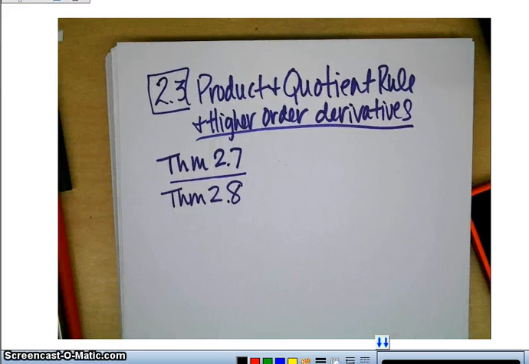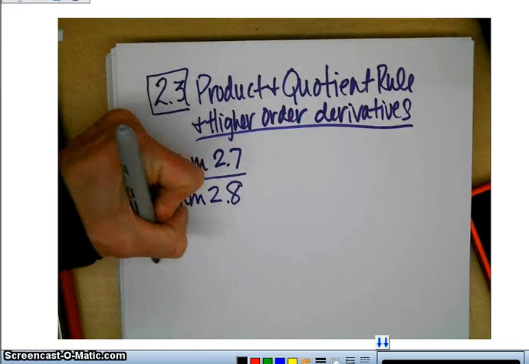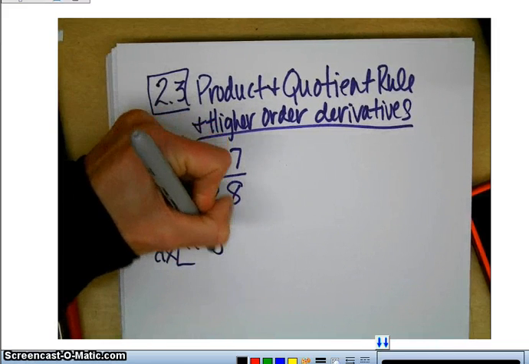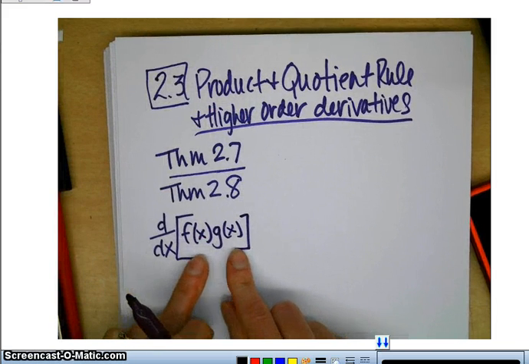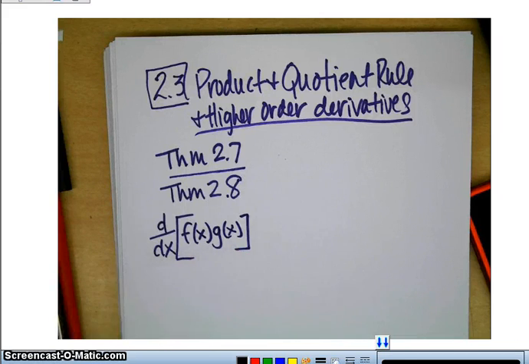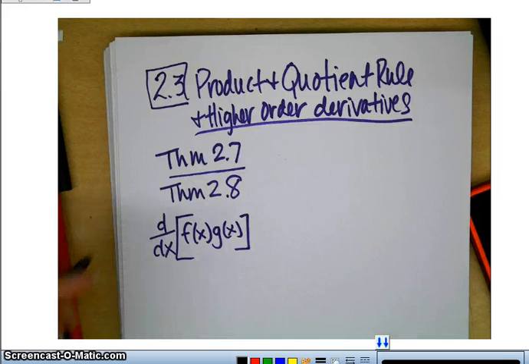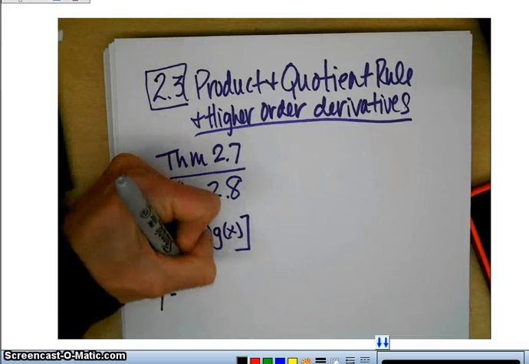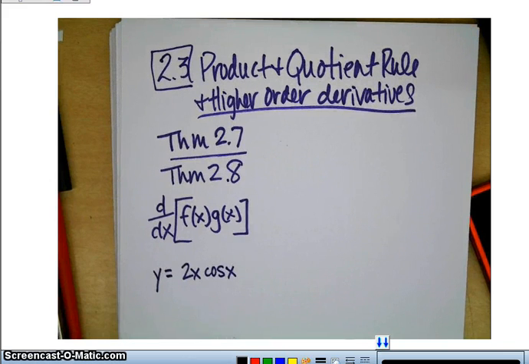Rule 7 is called the product rule, and the product rule that you should have written down says that the derivative of f of x times g of x, two functions that are being multiplied. We have not had a rule that tells us how to find the derivative of two functions that are multiplied together. Here is an example, okay? So I'm going to give you the rule, and then we're going to do an example right away. So let's say my function is y equals 2x times the cosine of x. That is my function that I want to find the derivative of.